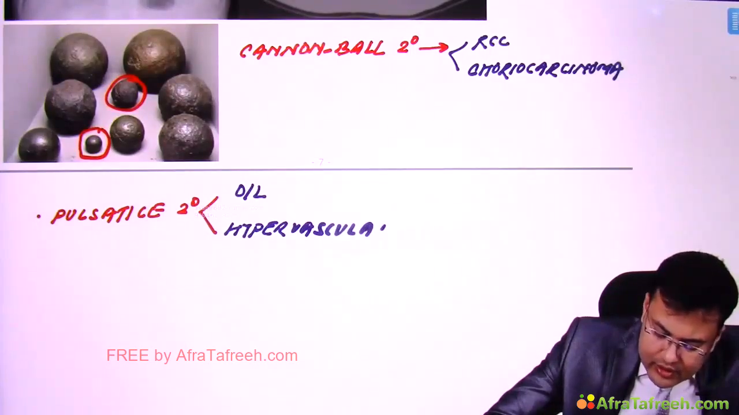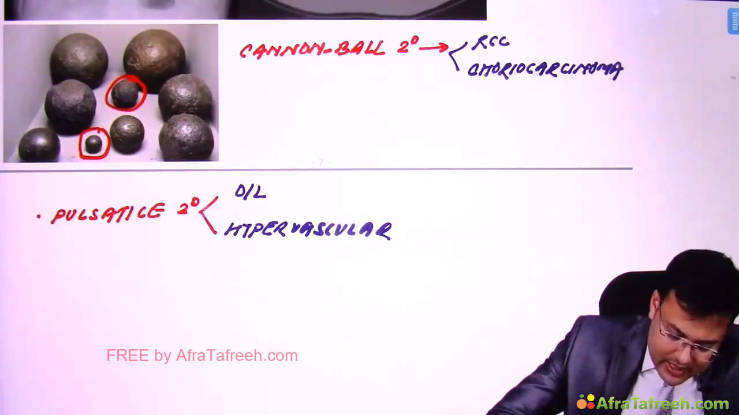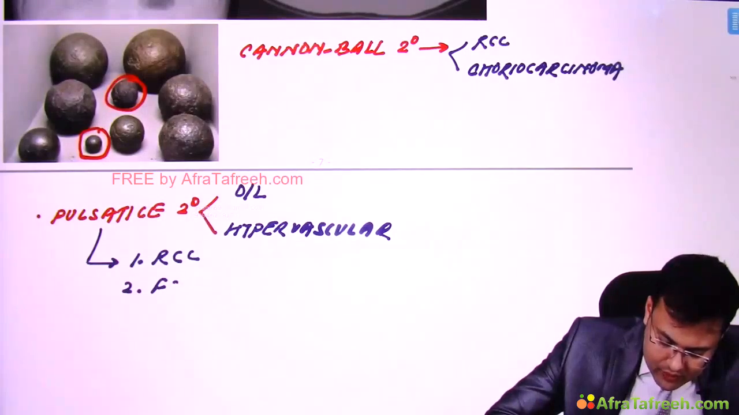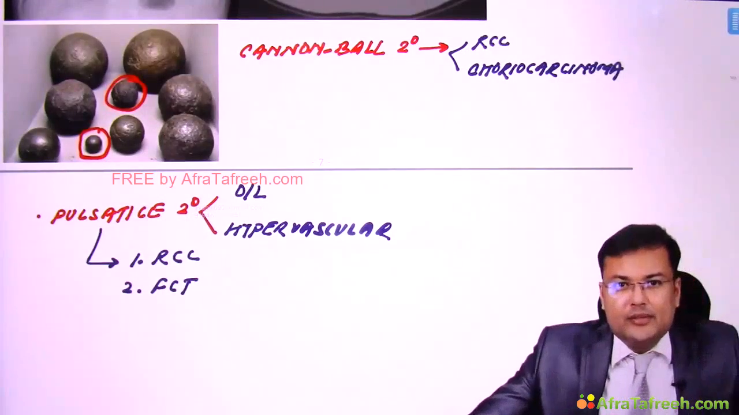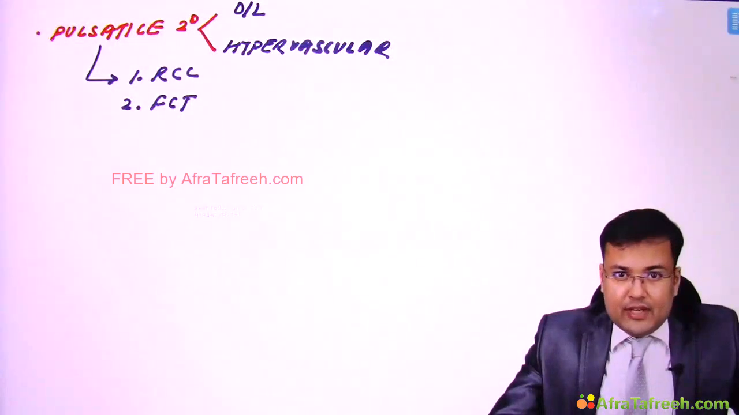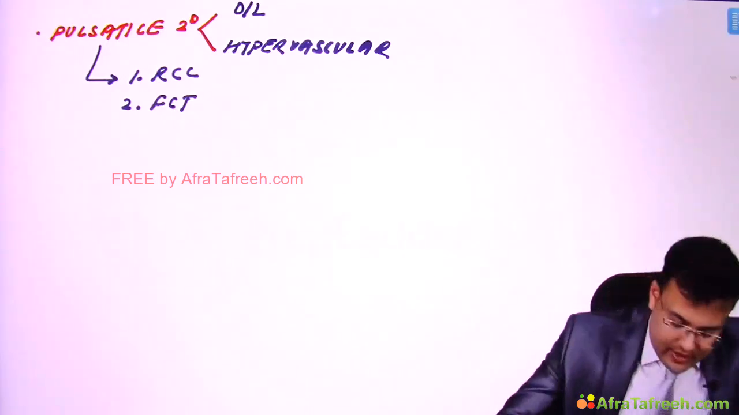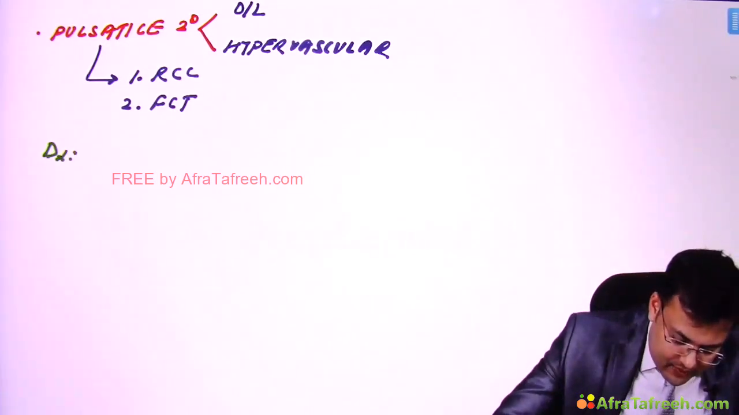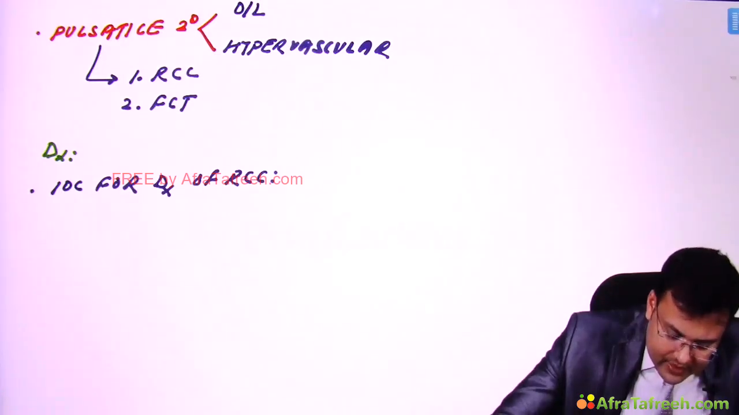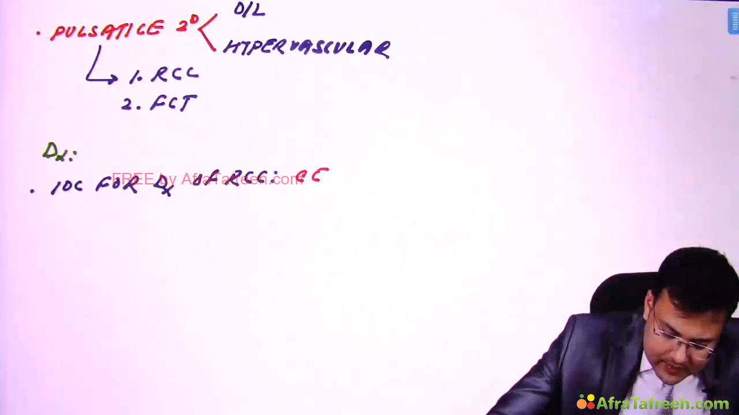So this is osteolytic and hypervascular, and it is seen in RCC and follicular carcinoma thyroid. Now coming to the diagnosis, we discussed what is the investigation of choice for diagnosis of RCC. It is CECT. So 3 questions which are asked. See the language of question. Investigation of choice for diagnosis of RCC, and that is CECT.